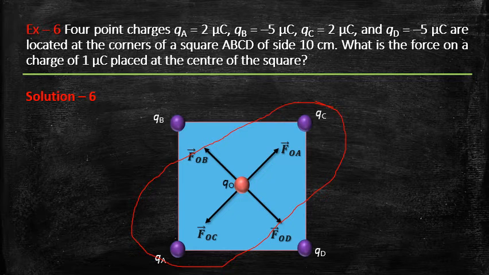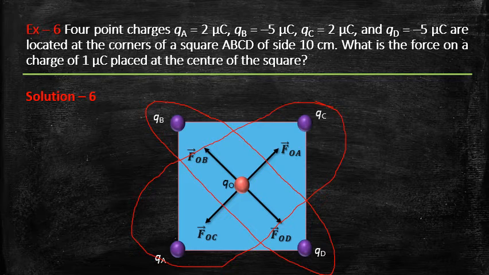And then again we have a similar situation. Force on O due to B and force on O due to D, both are equal and opposite. And hence what we can say, they will negate each other. They will nullify each other. So FOA is balanced by FOC. FOB is negated by FOD. And hence what is the resultant force on QO? 0. Okay.